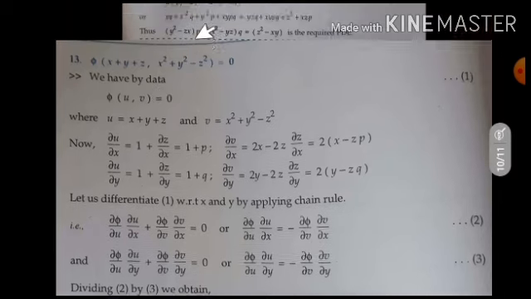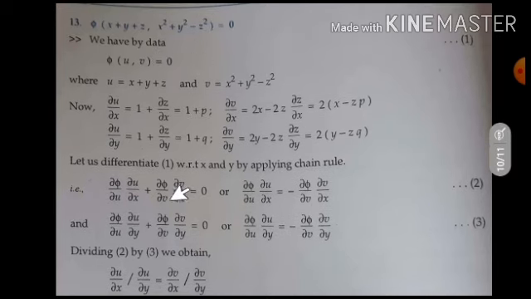Now to eliminate the function, if you brought this term to right hand side, observe that. Now how to eliminate phi function? It is very easy to eliminate. How? Just divide equation 2 by equation 3. We are left with dou u by dou x divided by dou u by dou y on the left side. Minus also gets cancelled here along with dou phi by dou v. So right hand side is left with dou v by dou x divided by dou v by dou y.